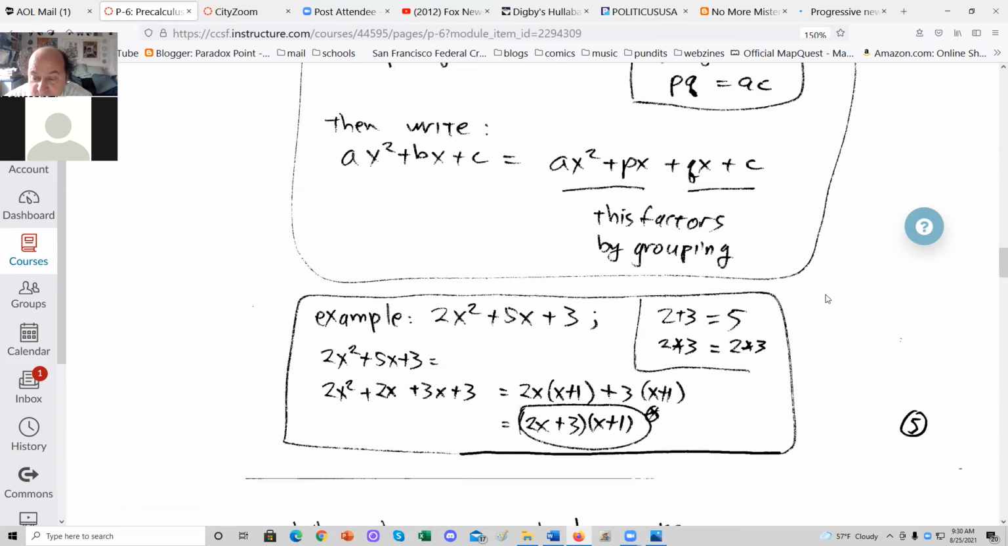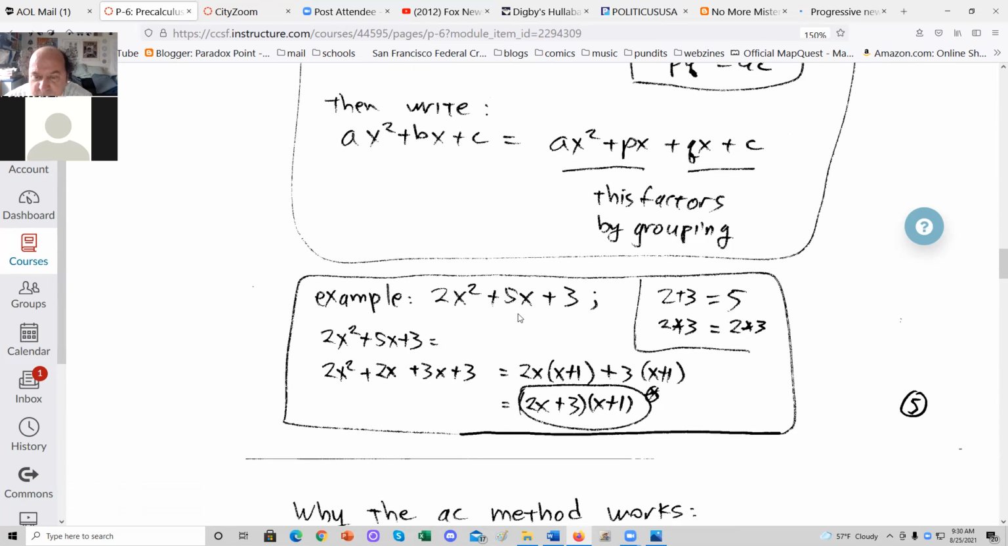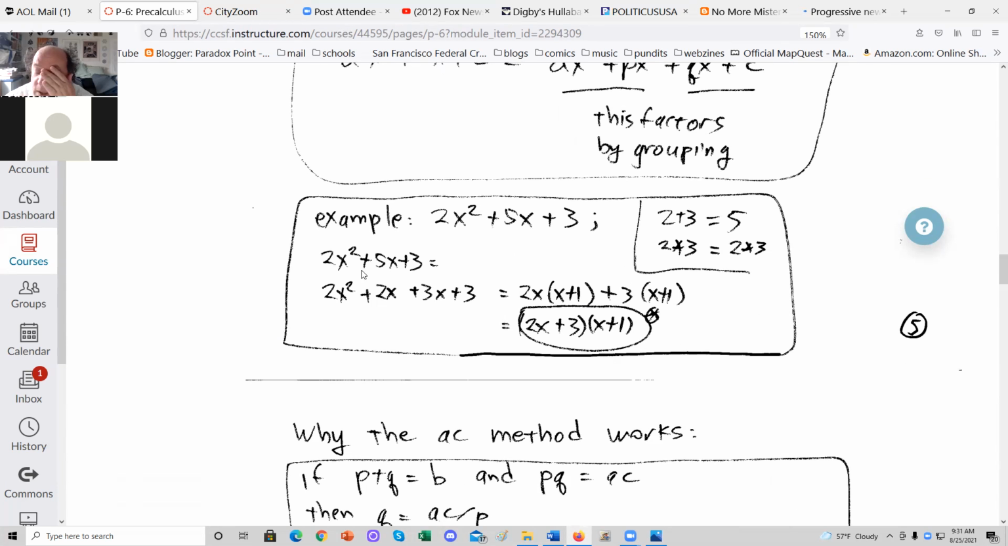So for example, 2x squared plus 5x plus 3. We need two numbers whose sum is 5 and whose product is 2 times 3. And 2 and 3 work fine. 2 plus 3 is 5, works. 2 times 3 is 2 times 3, that certainly works. So we write 2x squared plus 5x plus 3, this 5x is 2x plus 3x. So 2x squared plus 2x plus 3x plus 3.